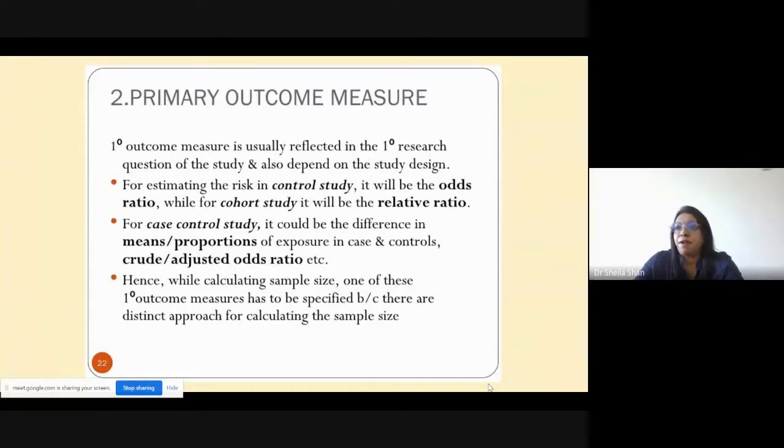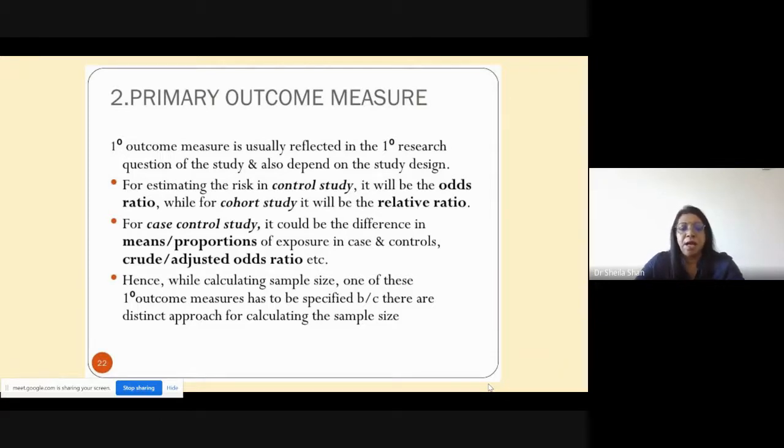So it's more of a reference. So it's all there for you to refer to whenever you are starting on your research. All right, the primary outcome measure is reflected in the primary research question and depends on the study design. For estimation, the risk in a case-control study will be the odds ratio, while for the cohort study, it will be the relative risk.